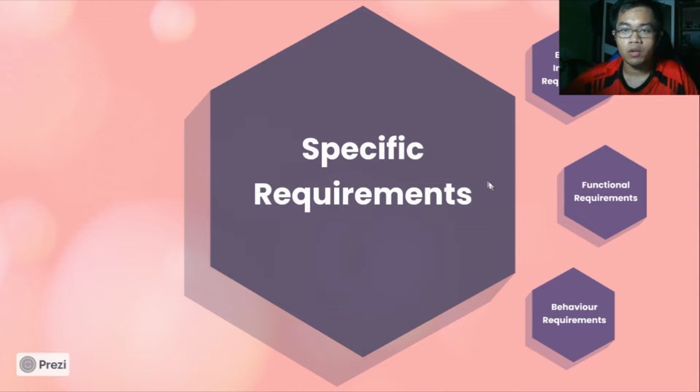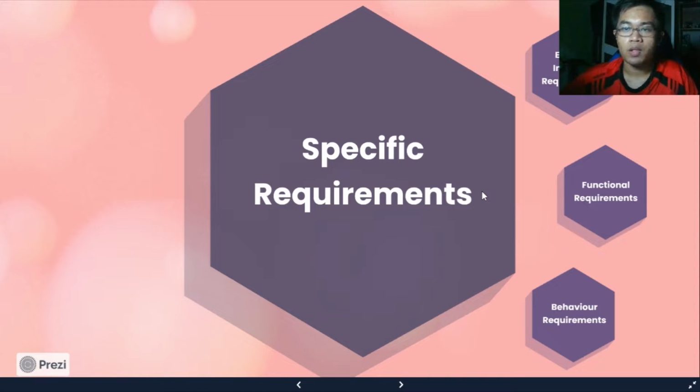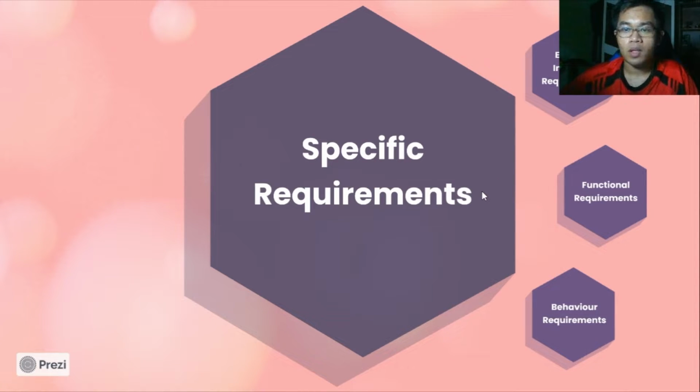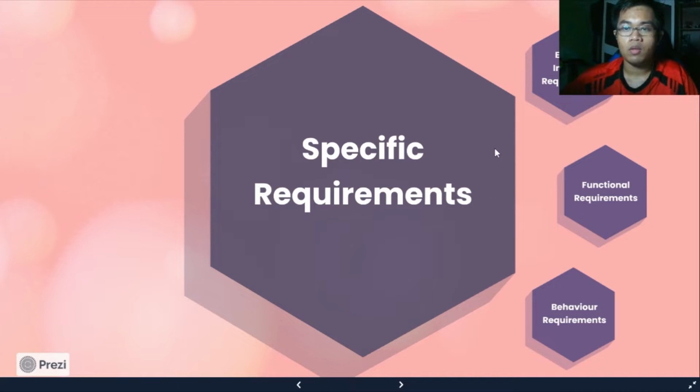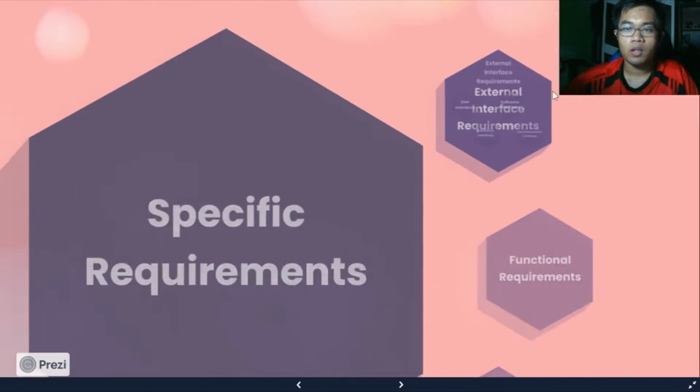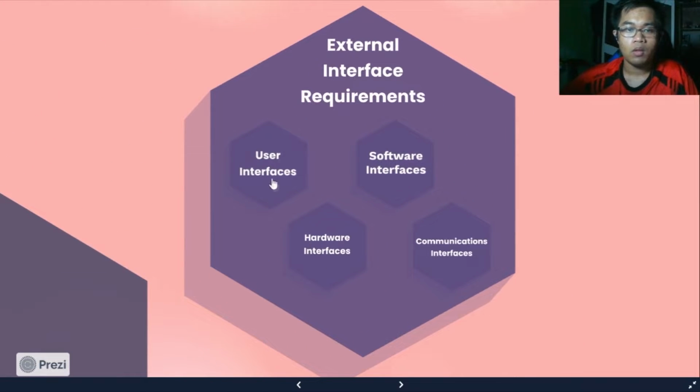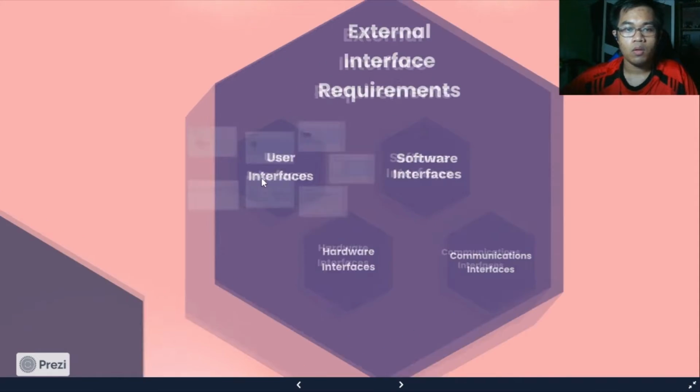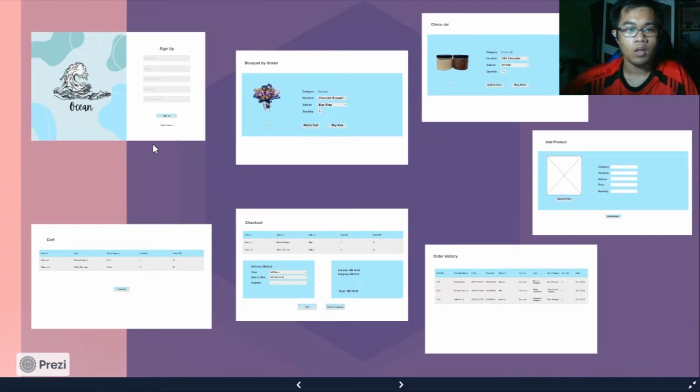Specific requirement has three parts. First, external interface requirement. Second, functional requirement, and third is behavior requirement. The external interface requirement is divided into four parts: user interface, hardware interface, software interface, and communication interface. So this is our user interface of the system.